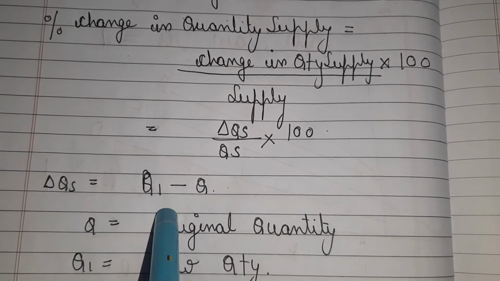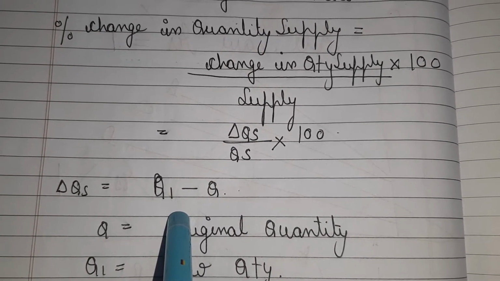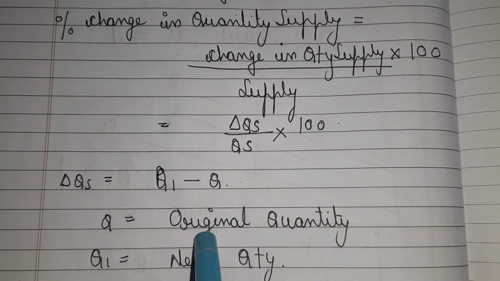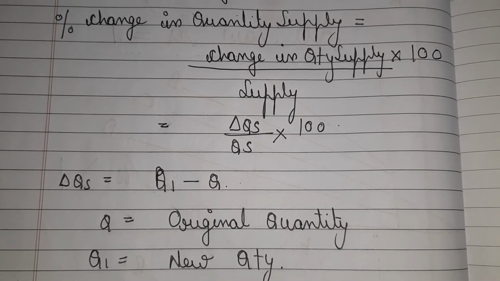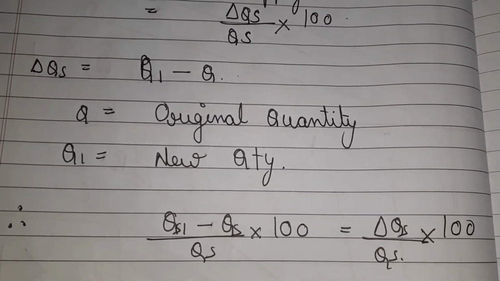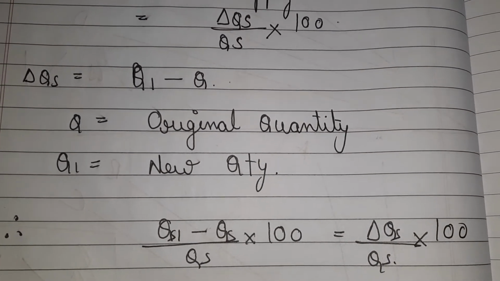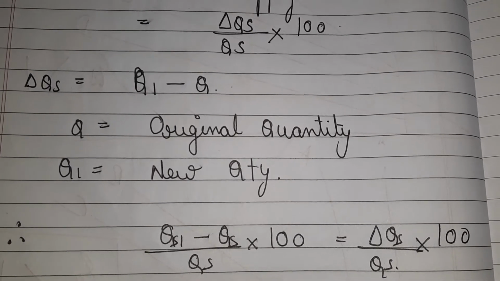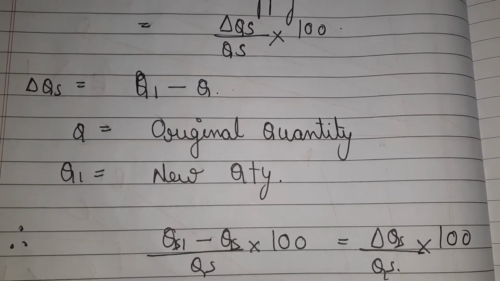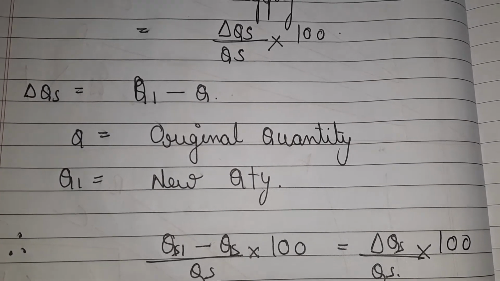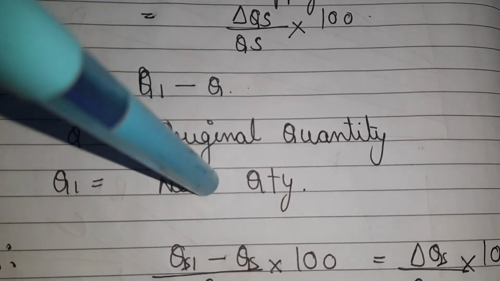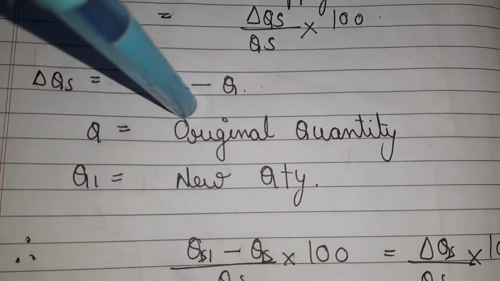Now how do we calculate this change in Q? It is equal to Q1 minus Q. Now what is Q and Q1? Q stands for the original quantity and Q1 stands for the new quantity. So we can write that Q1 minus Q upon Q into 100 is equal to change in Q upon Q into 100. So what is the formula for percentage change in quantity supply? It is change in Q upon Q into 100, and we calculate change in Q as Q1 minus Q, where Q1 stands for the new quantity and Q stands for the original quantity.